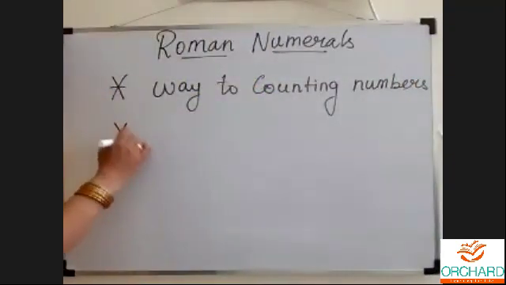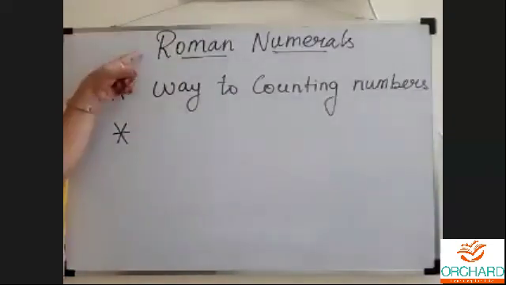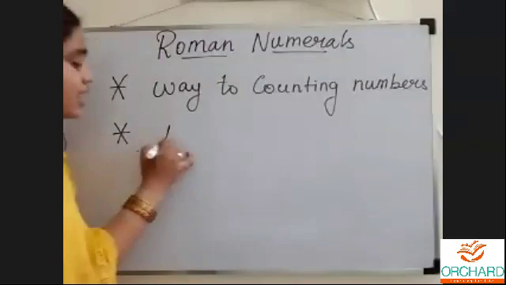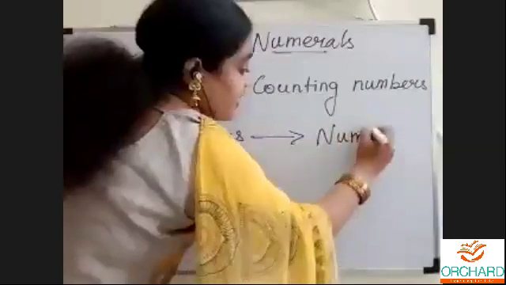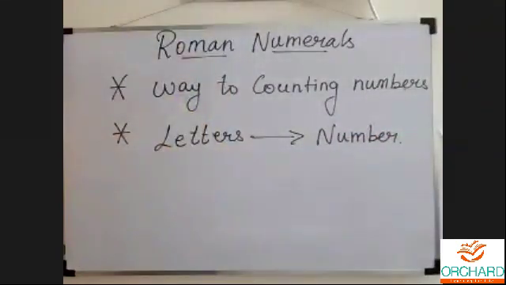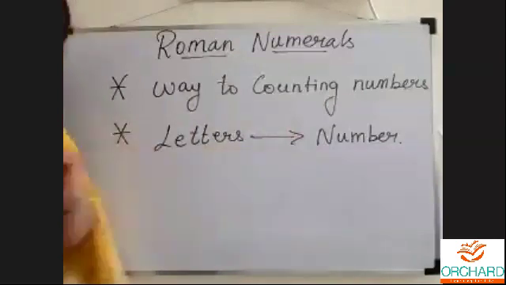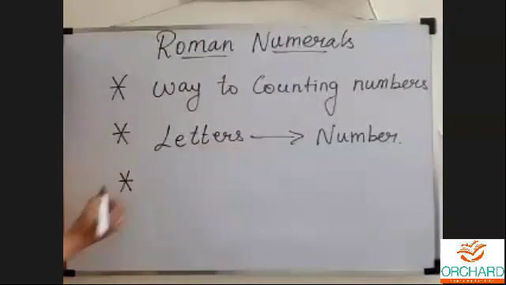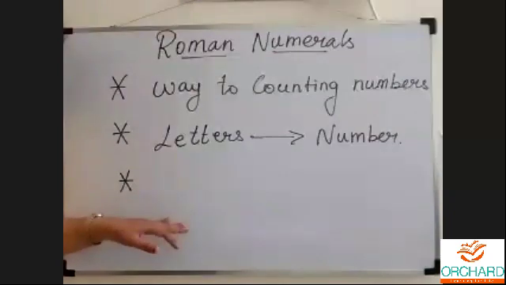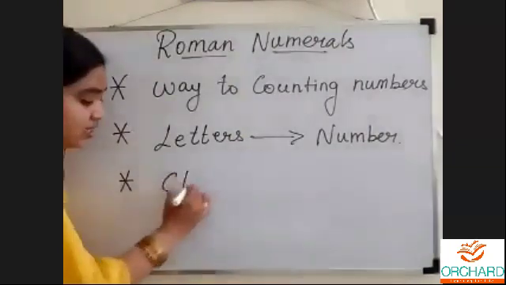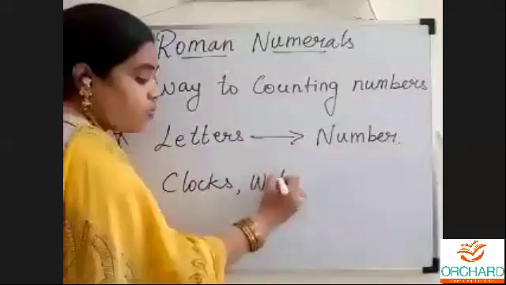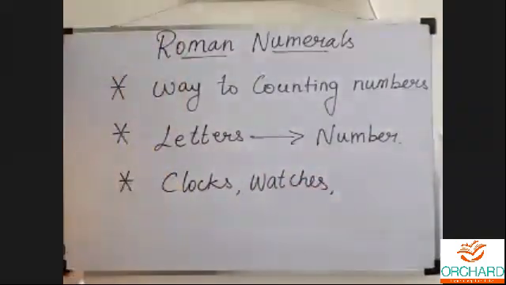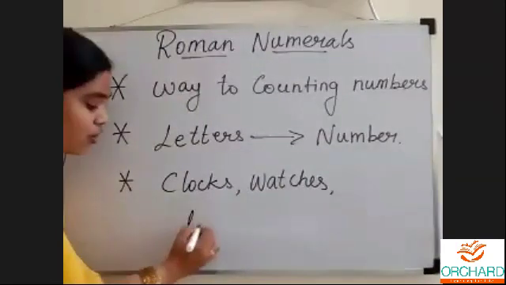So second point, in ancient times, Romans used letters to write the numbers. Roman numerals we are using in our daily life. Can you tell me some examples? For example, we are using them in clocks, watches, and the next one is, very good, labels of classrooms.